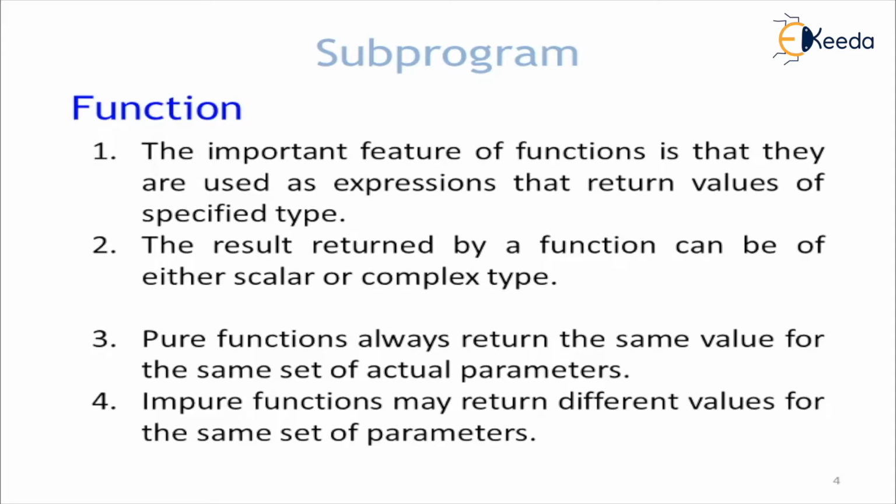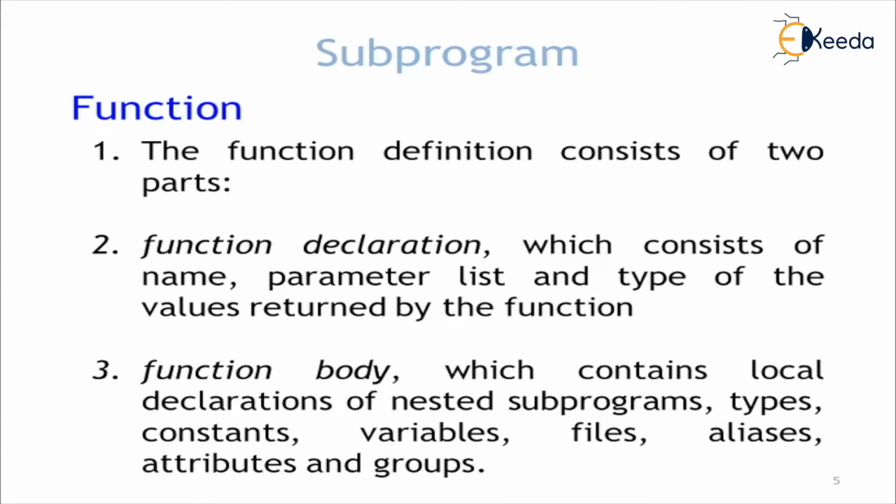Again, there are two types of functions in VHDL 93: pure function and impure function. In a pure function, whatever elements we declared in the declarative section, it will return the same type. But an impure function may return different values for the same set of parameters. So that is the difference between pure and impure.